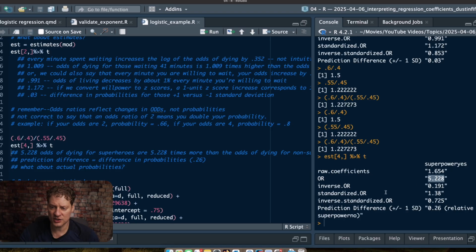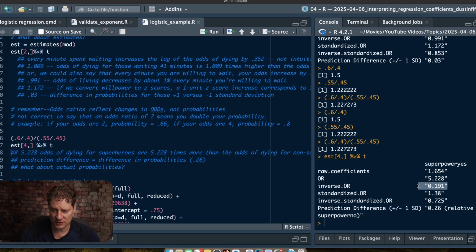Instead, I'm going to go to the odds ratio. And what does that tell you? That tells you the odds of dying for superheroes is 5.2 times higher than the odds of dying for non-superheroes. That's a little easier to interpret because you're not thinking about every unit increase causing a change in odds. It's instead just from one to the other because we only have two categories.